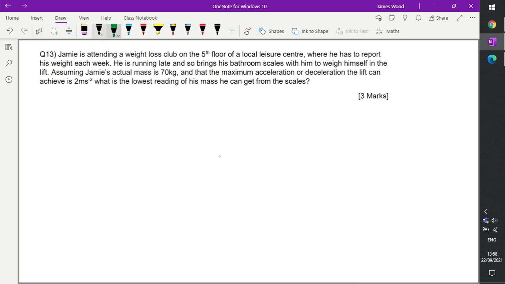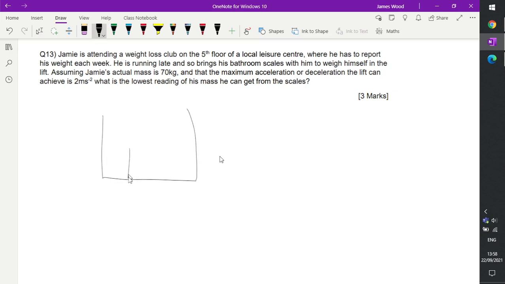I'm just going to focus on the lift and me. I'm not worried about the tension in the cable or anything like that. So I've got the actual weight downwards, which is 70g. I've got the reaction force upwards, which is what the scales basically measures. So it can either be a equals 2 upwards, or it could be as low as minus 2. Okay, maybe we'll consider both.